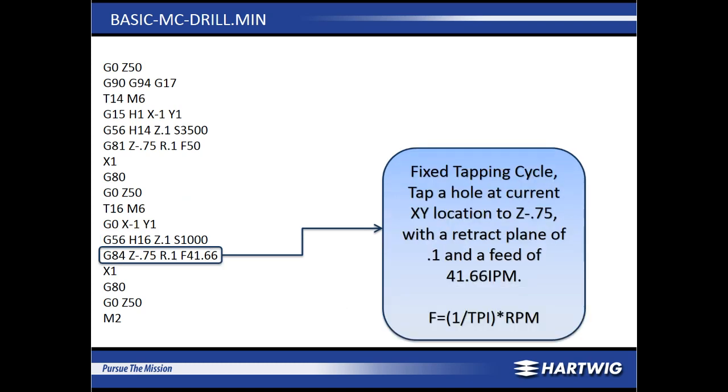We will then have a fixed tapping cycle where we're going to tap a hole at the XY location we're at to a depth of -0.75. So hopefully that was only a 1/2 inch plate that we drilled through. Otherwise we bust a tap at the bottom of the hole. We're going to have a retract plane of 0.1, and we'll have a feed of 41.66 inches per minute. Now that feed number to me is a little goofy, and we'll go over that in a minute. But to figure out that feed rate, I took 1 divided by the threads per inch in the tap, and I multiplied that by the RPM that I'm spinning at the moment.